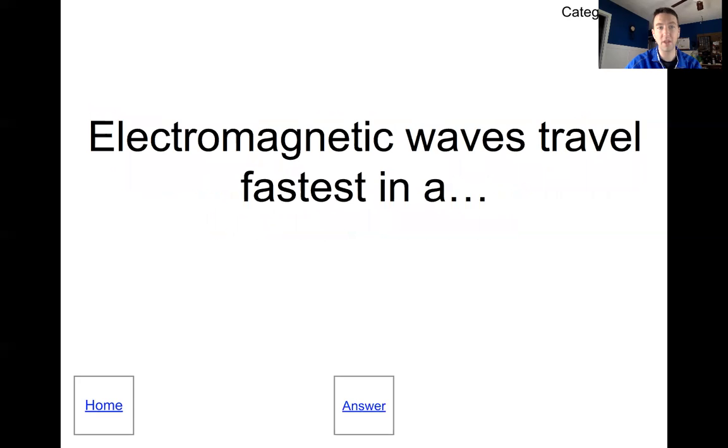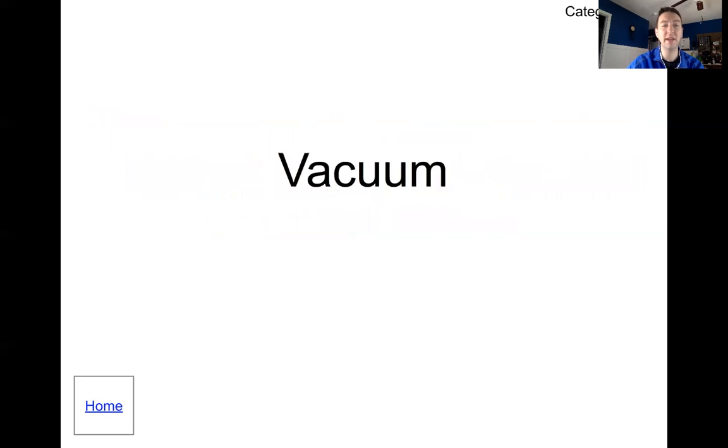Awesome. Moving on, electromagnetic waves travel fastest in... remember, electromagnetic waves, they travel through outer space and they actually slow down when they hit things like water and glass and air. So they travel fastest in a vacuum, which is outer space.